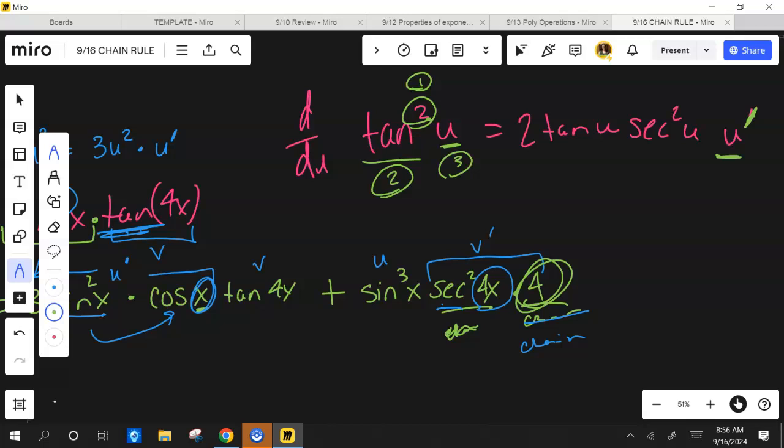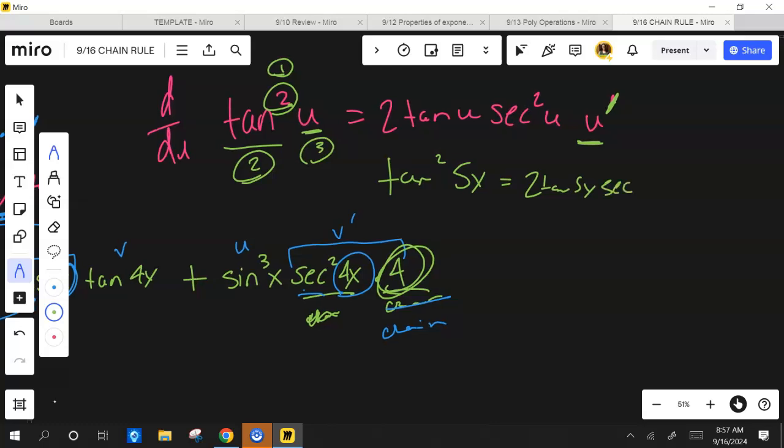Yes. It could be a whole function. U could be whatever I wanted it to be. If it was tangent squared 5x, then it would be 2 tan 5x, secant squared 5x. And then what's the derivative of 5x? What's the derivative of tangent? Guys, I need y'all locked in. What's the derivative of tangent?